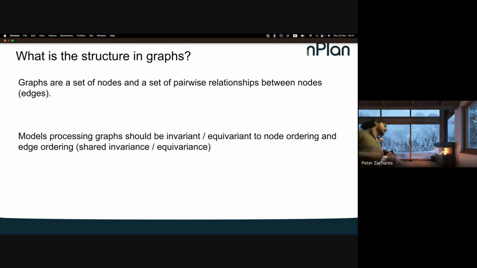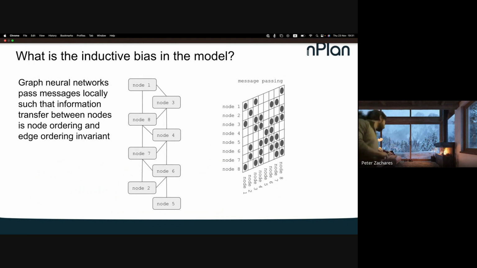Models processing graphs should be invariant and equivariant to node ordering and edge ordering. So that's the kind of, I would call it, the structure of the modality that you want to enforce. And so I just wanted to show you guys how this is done. So I might stay on this slide for a long time.